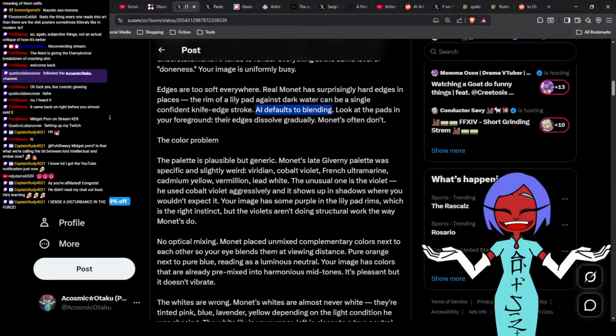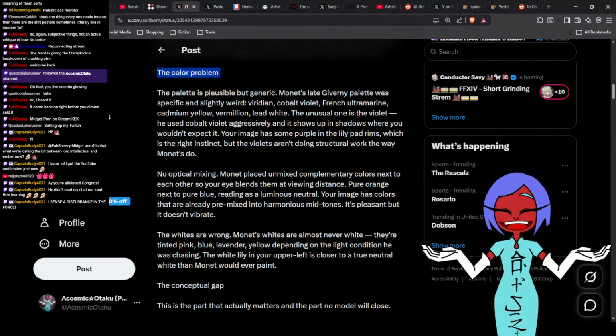AI defaults to blending. Look at the pads in your foreground. Their edges dissolve gradually. Monet's often don't. Color problem. I can't comment on this part because it turns out, again, I'm colorblind, so I can't exactly give you much feedback on this.